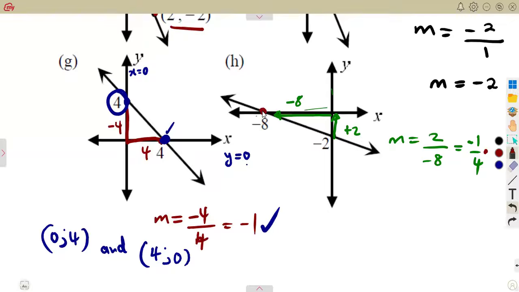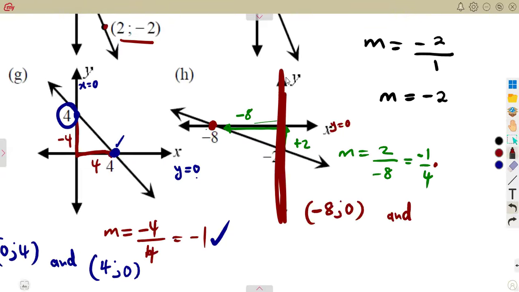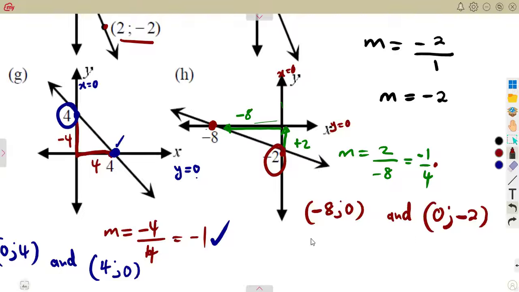I want you to prove that the gradient there is -1/4 using the points that you can see here. This point on the x-axis is -8, 0. Remember, y is equal to 0. And also, this point that we are given on the y-axis, where x is equal to 0, is (0, -2). I want you to use these two points, calculate your gradient. You must obtain the same answer.